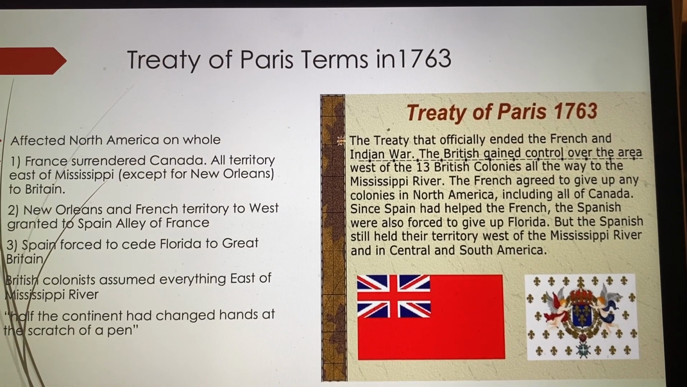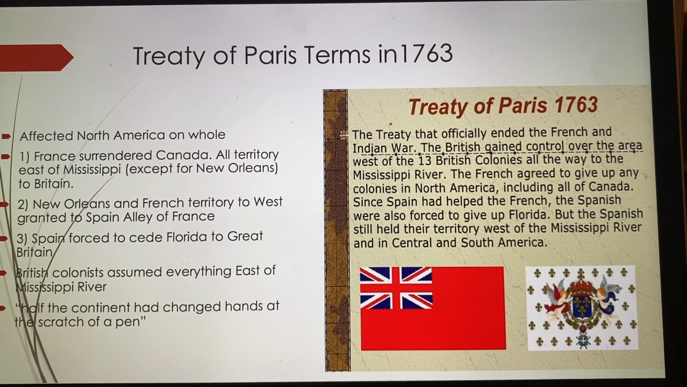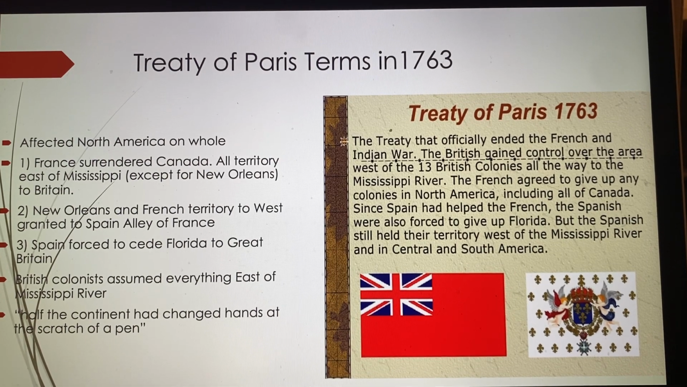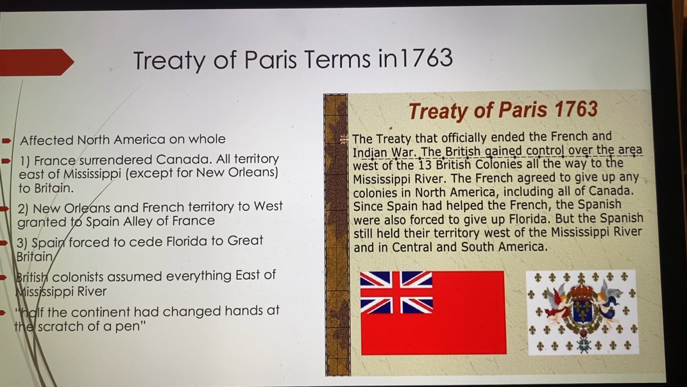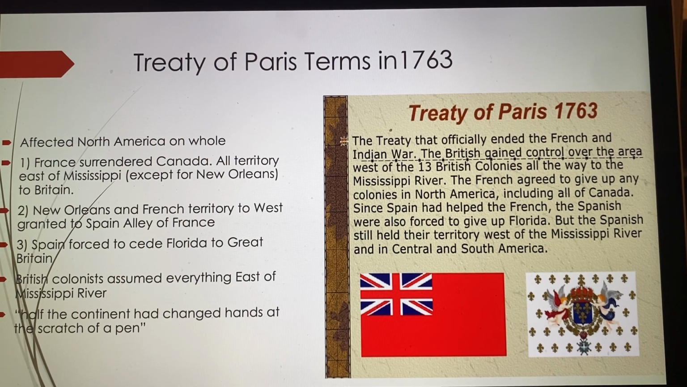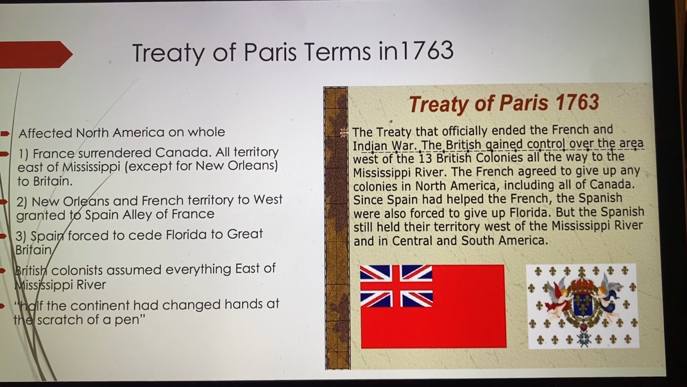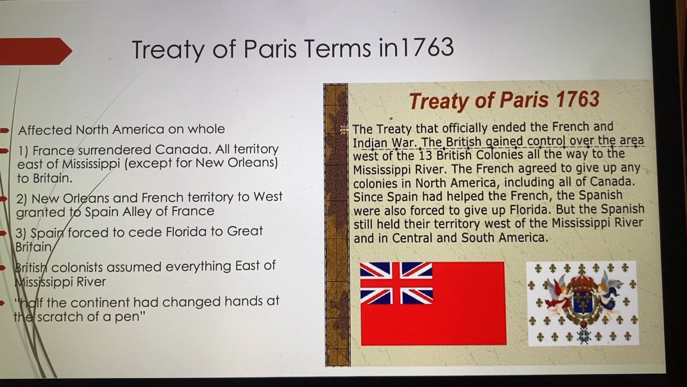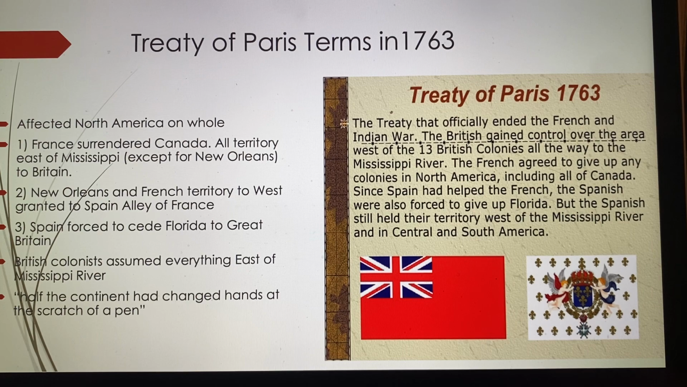The Treaty of Paris was the treaty after the French surrendered to Great Britain. These were the terms of the treaty in 1763. It affected North America on the whole, because the whole of North America changed. France surrendered Canada. Now, who would control Canada? Great Britain, England. And all the territory east of the Mississippi, except for New Orleans, was given to Great Britain. England controlled that. All of the Ohio Valley, that area, Great Britain would now have.